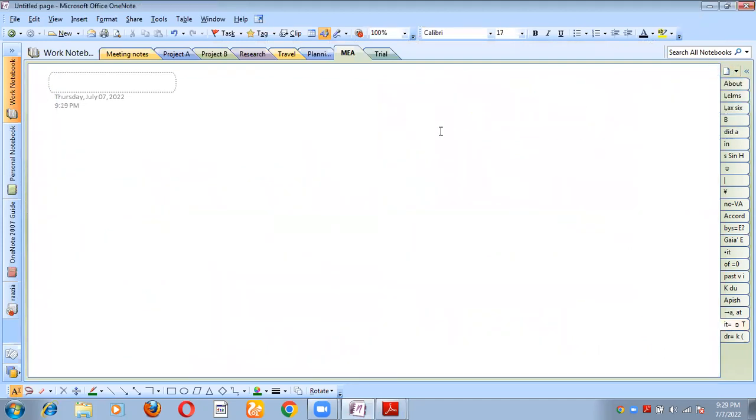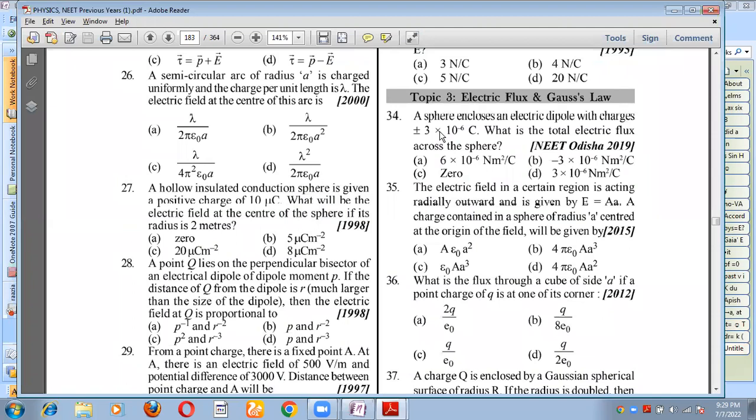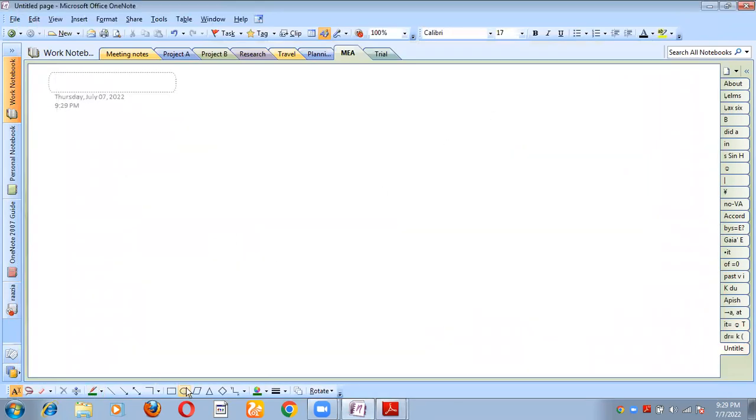According to the question, there is a sphere. First, we will draw this sphere, and there is a dipole inside this sphere. We know what a dipole is. A dipole is a combination of two charges, minus Q and plus Q. That we all know.